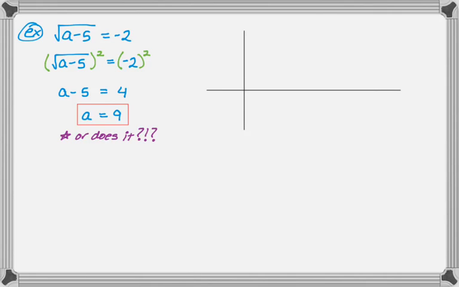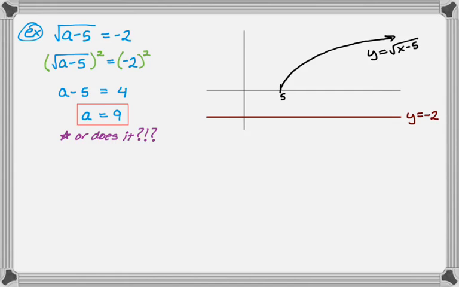So graphically, the square root of, I'm going to graph x minus 5, looks like this, where the x-intercept is 5 there. And then graphically y equals negative 2 looks like this. And you can see that those two graphs clearly do not intersect. So there actually should not be a solution.